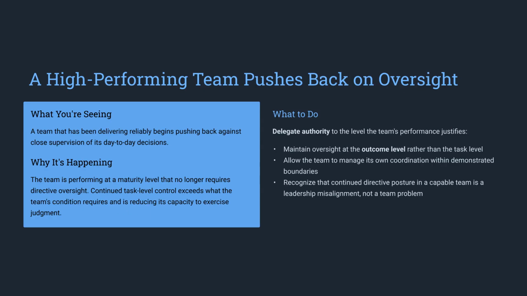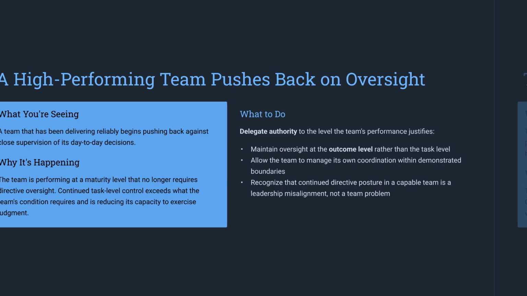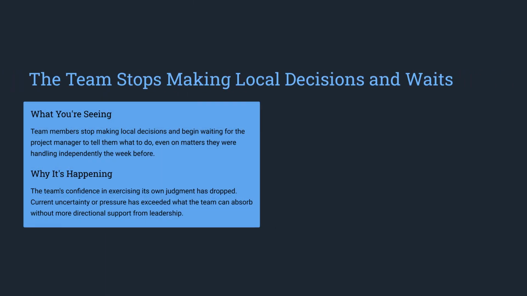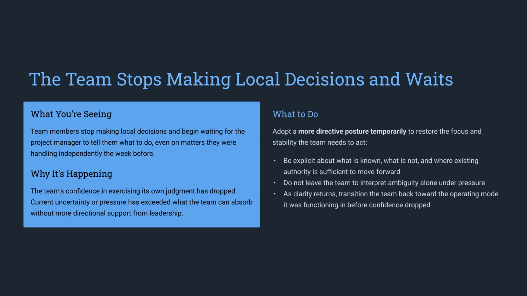A high-performing team may push back on oversight. This is a sign of maturity. Shift your focus to outcomes rather than individual tasks, and allow the team to manage their own coordination within clear, demonstrated boundaries. When a team stops making decisions and starts waiting, they may be overwhelmed by uncertainty. Adopt a more directive posture temporarily to restore focus and clarity, then transition back once their confidence returns.